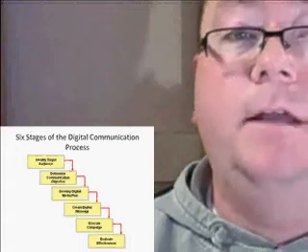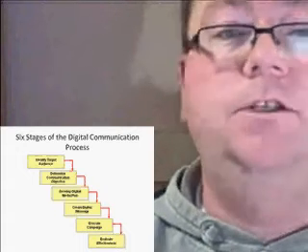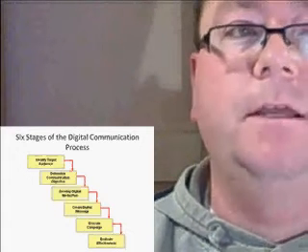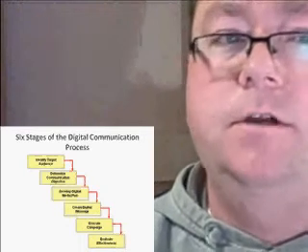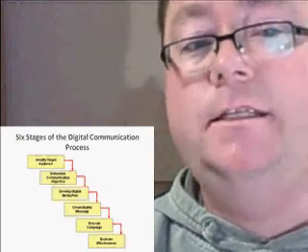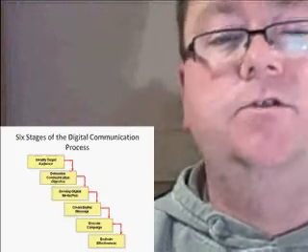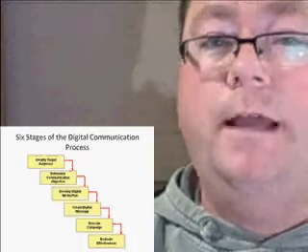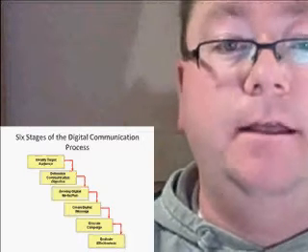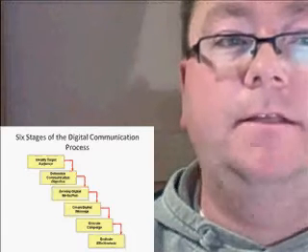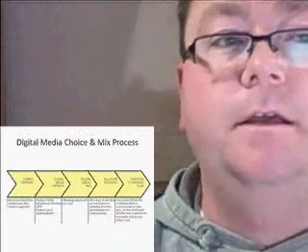The next thing I want to have a look at is the 6 stages of the digital communication process. So the first stage is to identify your target audience. Then you need to determine what your communication objective is. You need to create a digital media plan around that, work out what the digital message should be, execute the campaign, and then at the end of that, evaluate how effective that campaign was.